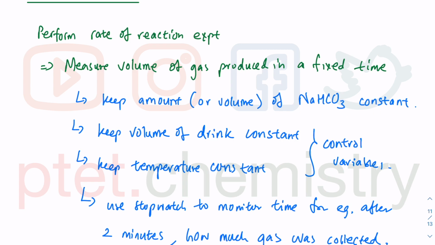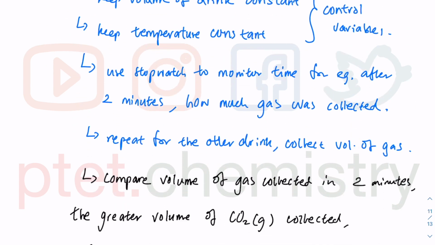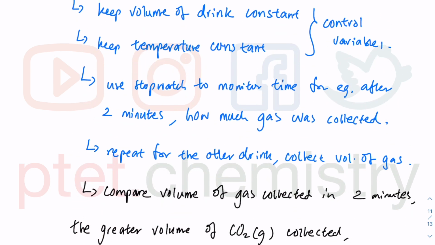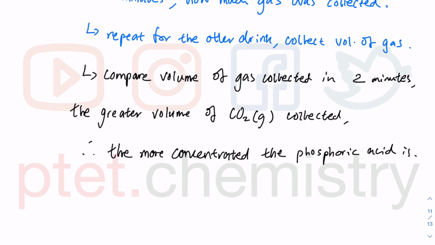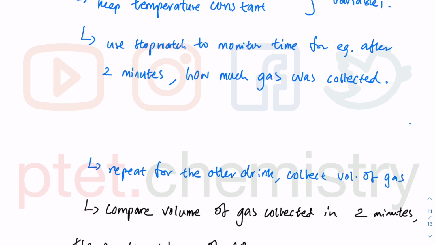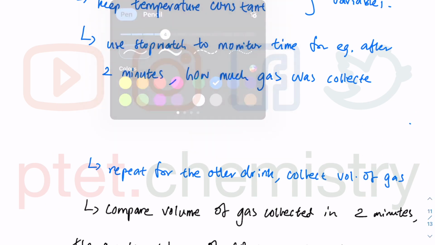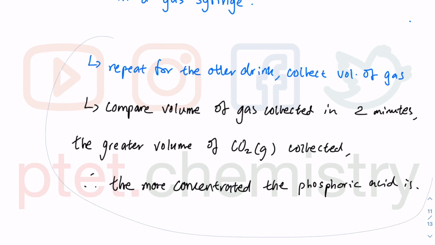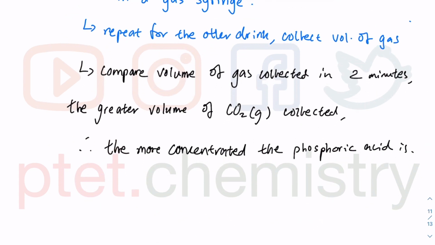So we want to keep it constant for all our experiments. I talk about gas syringe here, volume of gas collected inside a gas syringe. How much gas was collected in a gas syringe? I must really mention the apparatus so that I'm as complete as possible. Was collected in a gas syringe, as that is what you use to collect the volume of gas there. And I think that is pretty much it for this alternative method.